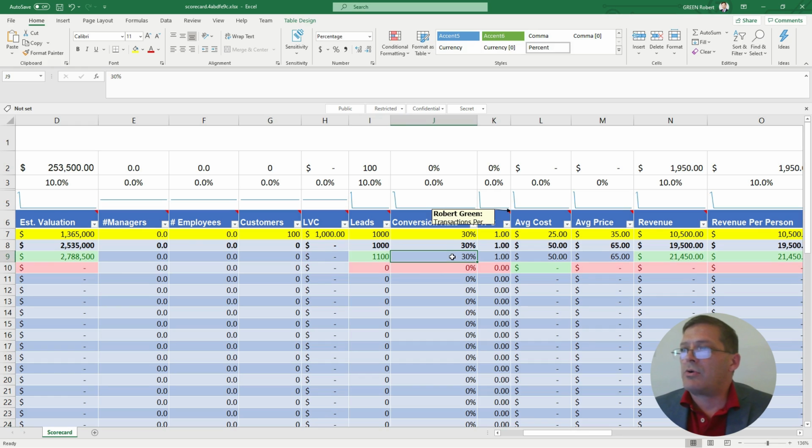If we were to improve our conversion rate from 30% by 10% to 33%, what happens? Our revenue jumped from 21,000 to 23,500, and our valuation went from 2.5 million to $3 million, because this is multiplicative. We now have 10% more leads coming through, and we've gotten better at converting them.